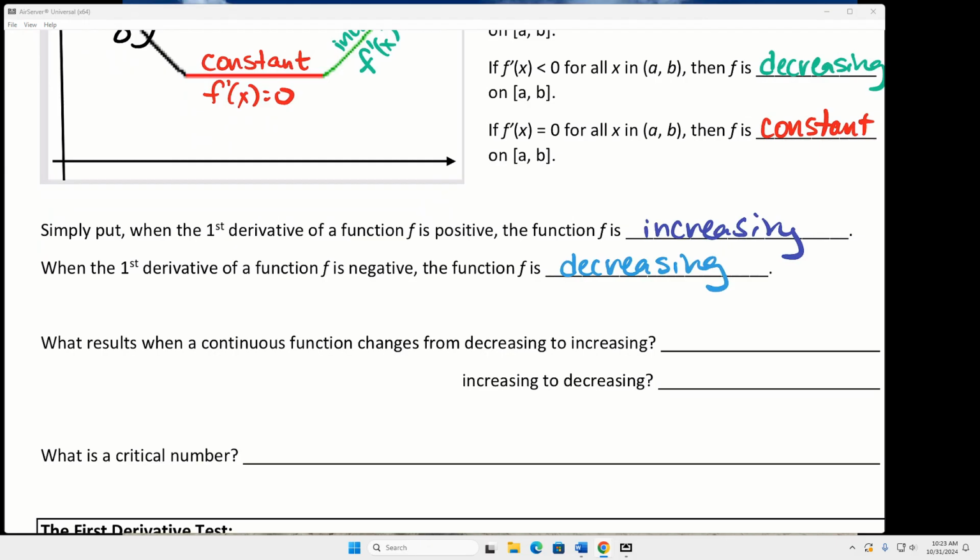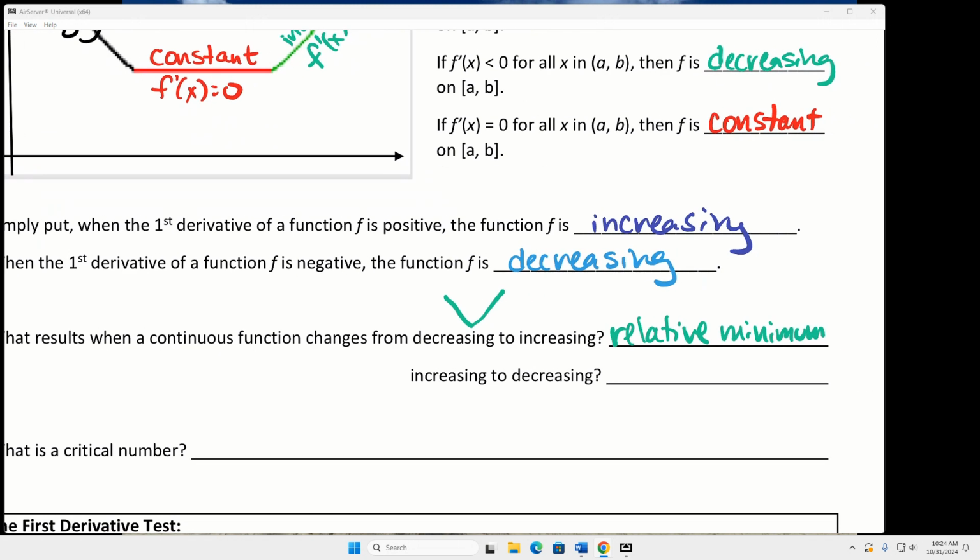All right, and then this is a review from things that you probably learned last year and maybe in Algebra 2. What results when a continuous function changes from decreasing to increasing? We're decreasing and then we change to increasing. That's going to be a relative minimum. They're also called local, so local minimum and relative minimum are the exact same thing. Whenever a function changes from increasing to decreasing, that's where you get the relative maximum or local maximum.